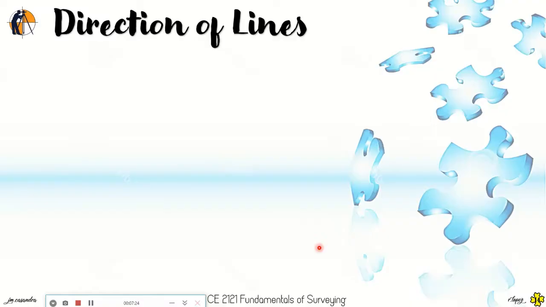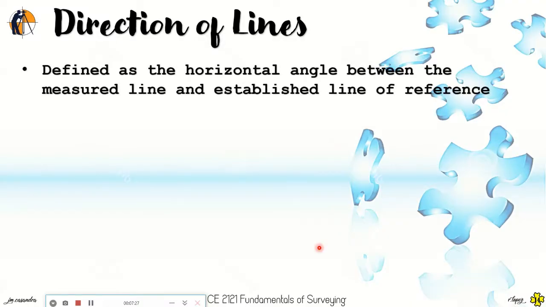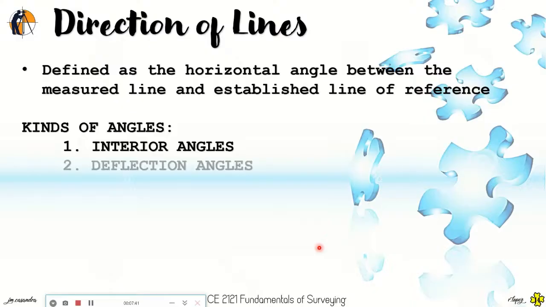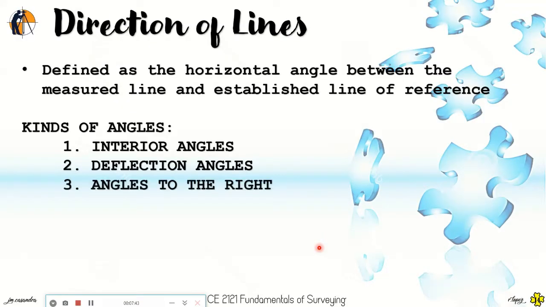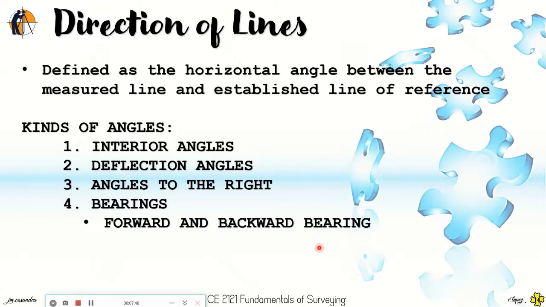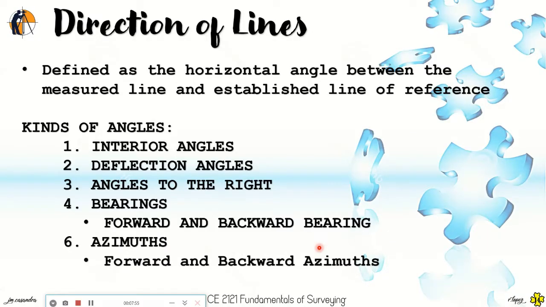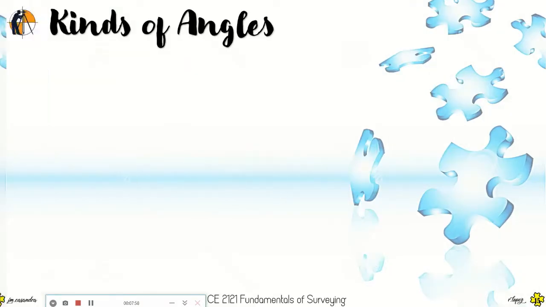So next we have the direction of our lines. This is defined as the horizontal angle between the measured line and an established line of reference. So we have different ways of defining our direction of lines. So we use our interior angles, deflection angles, angles to the right, our bearings, in which we have your forward and backward bearing, and lastly we have the azimuths, which will also have their forward and backward azimuths.